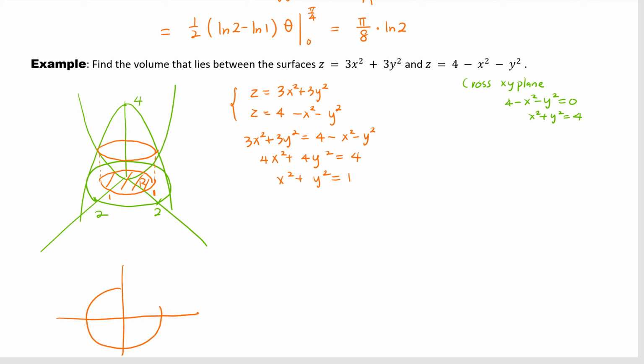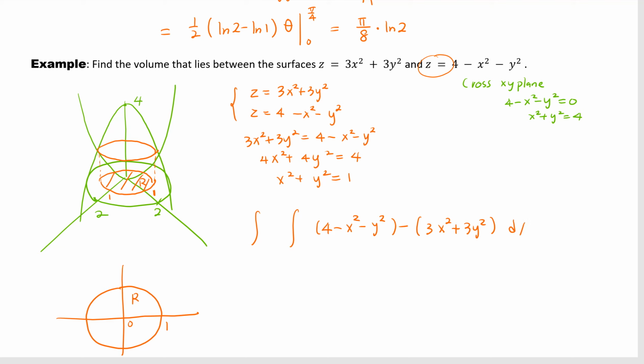This is the region R, a unit circle. Now we can set it up. We use polar coordinates, right? And then we have the upper surface. Which one is the upper surface? This guy is the upper surface, right? Minus the lower surface, which is 3x squared plus 3y squared.